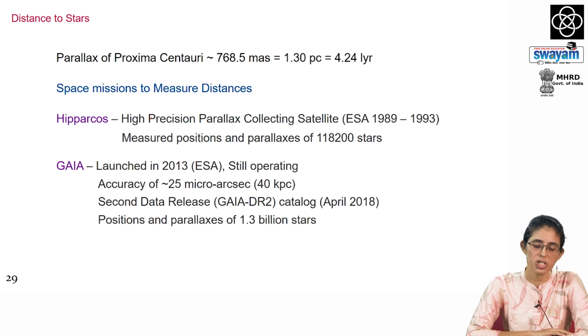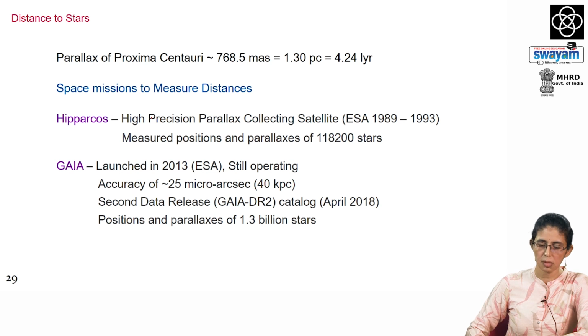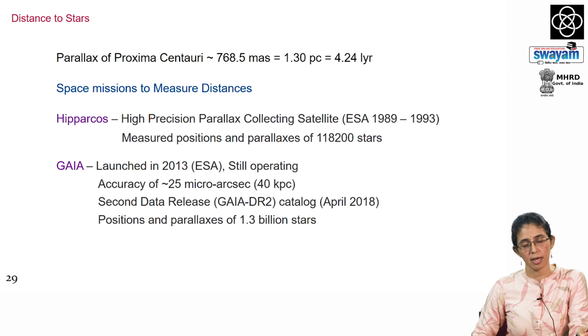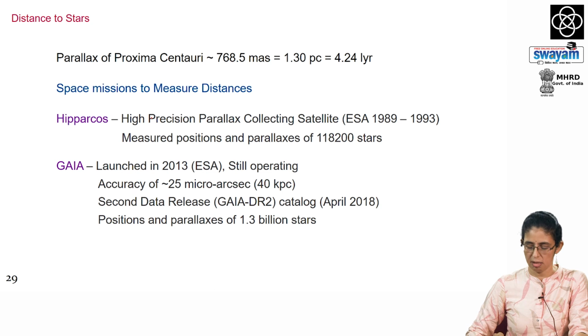The more recent mission which is still functioning is the Gaia mission. It was launched again by the European Space Agency, ESA, in 2013. It is still operating. It has an accuracy of around 25 microarc seconds, and the recently released catalog has the positions and parallaxes of around 1.3 billion stars. So, these catalogs can be used to identify a given star, its accurate position and its parallax, and the parallax can be used to determine its distance.